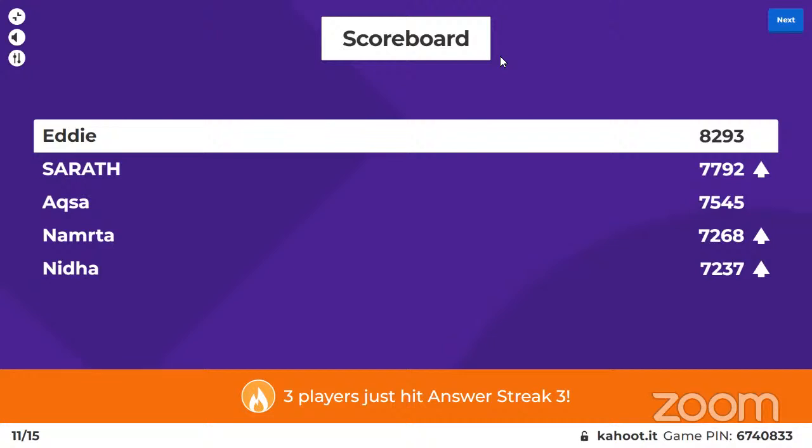Eddie is on top with 8,200 points. Sharath at 7,700 points. Aksa with 7,500. Namrata and Nida following very closely, back to back, with 7,200 points. That's great going, everyone. 3 players just hit an answer streak of 3. That's good going, everyone. Let's take a look at question number 12 now.